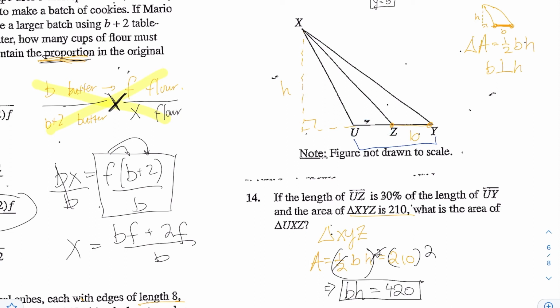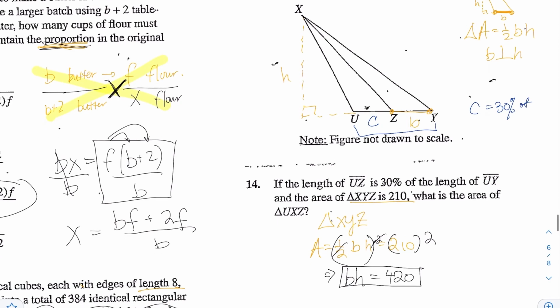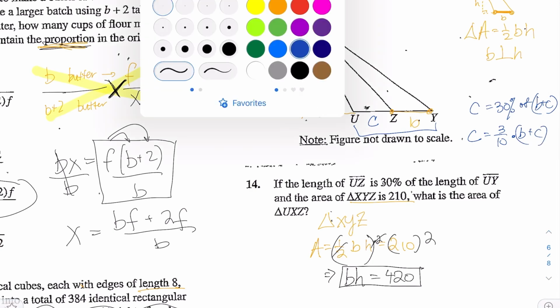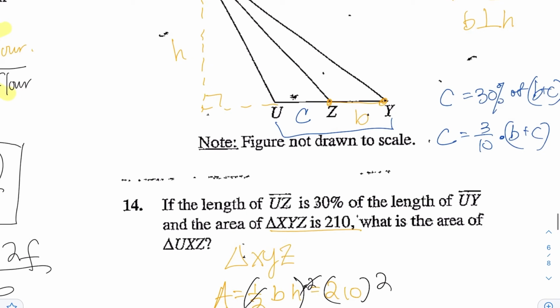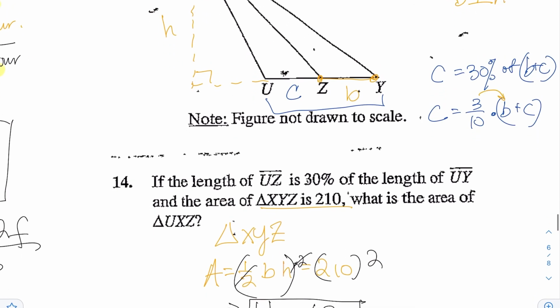Now, since we know that the base of YZ we call lowercase b, we can call the base of UZ just lowercase c. So that would mean that c is equal to 30% of the length of UY, which is c plus b, or b plus c. So that would give you an equation. c is equal to 3/10 times b plus c. And here you can distribute, and that way we can get c isolated and replace that with the variable b. So c would be equal to 3/10 of b plus 3/10 of c.